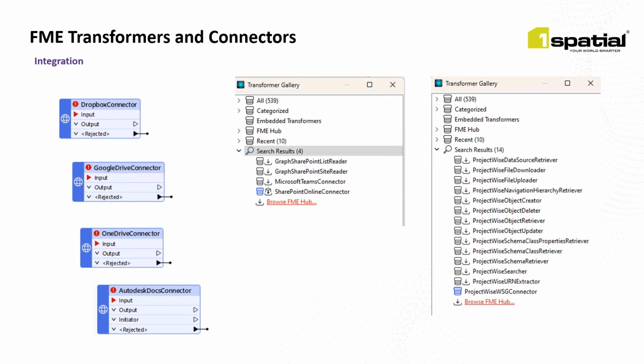Okay, so now let's have a look at a few specific examples and some specific transformers that are dedicated to connecting and working with CDE platforms. So again, we can look at this by checking out the transformer gallery. And just from briefly looking, as you can see on the screen, we can see out-of-the-box connectors for ProjectWise, Autodesk Document, Google Drive, Dropbox, and OneDrive. These are all dedicated transformers we can use to connect to these platforms and interrogate the information about them.